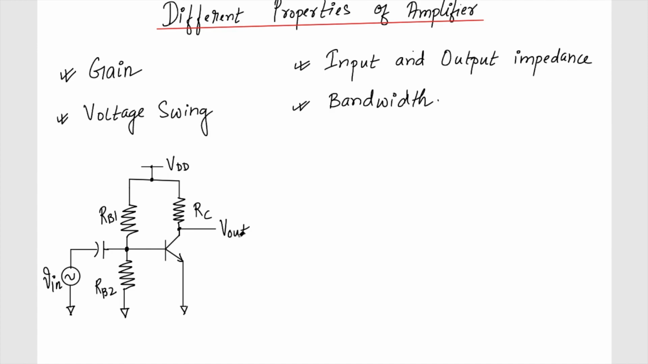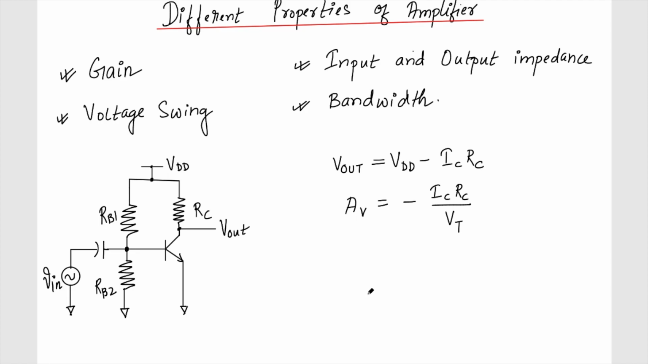The DC voltage of the Vout, of course this is capital V with a capital subscript, means the DC voltage is equal to VDD minus IC into RC. And if you remember, in the last class we discussed that the gain of this amplifier, if there is no source resistance, is minus IC into RC by VT.